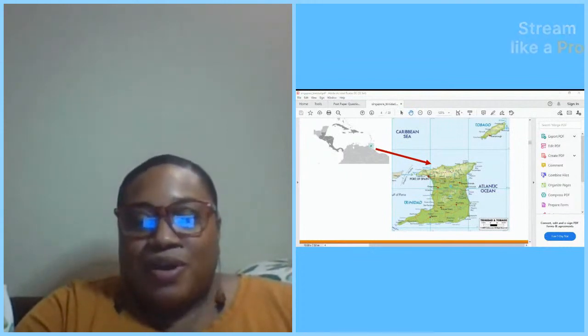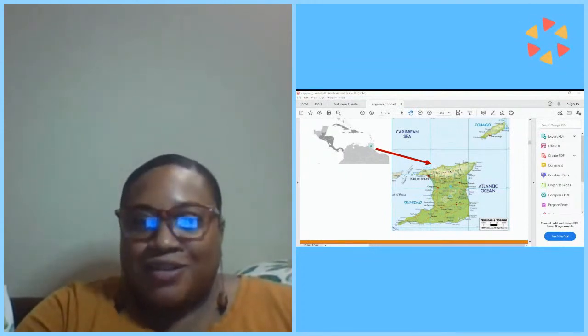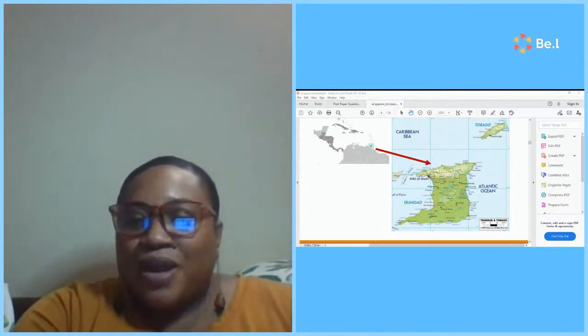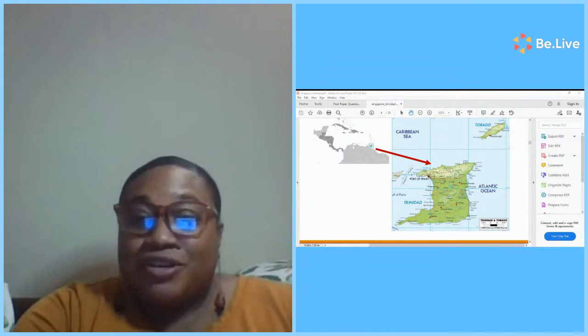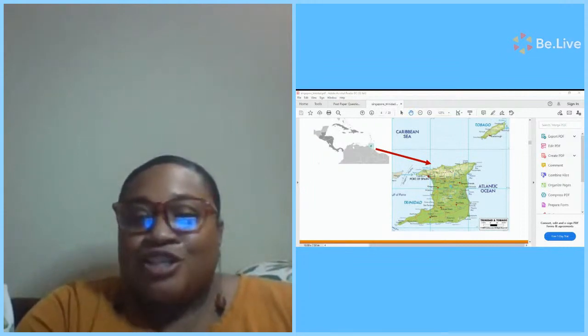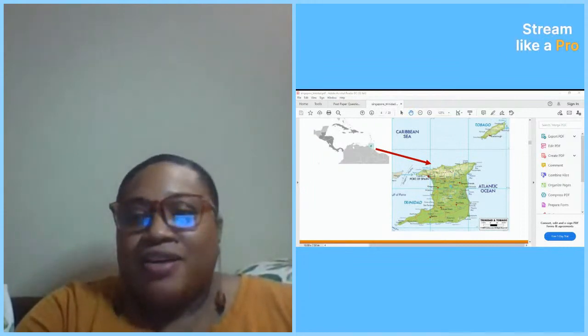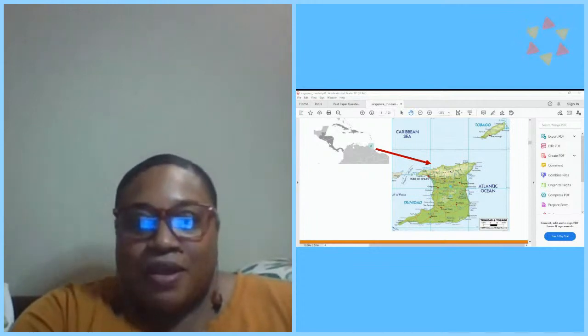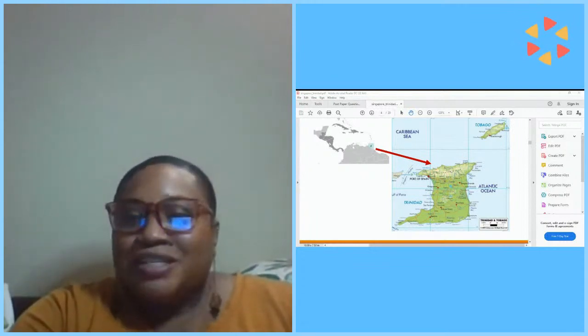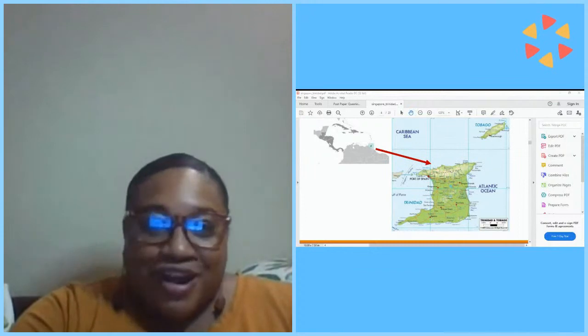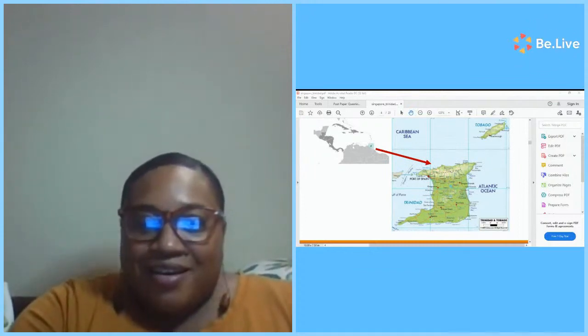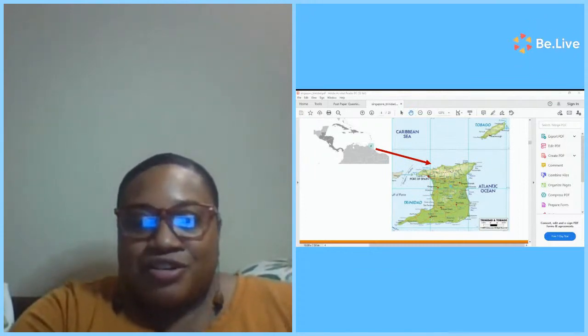So we are lucky because we have a little island that we can always go to vacation on, because we don't have nice blue beaches in Trinidad like Barbados and Jamaica and Grenada and all the other exotic islands. But we have Tobago, which is equally exotic and beautiful. So this is Trinidad and Tobago.